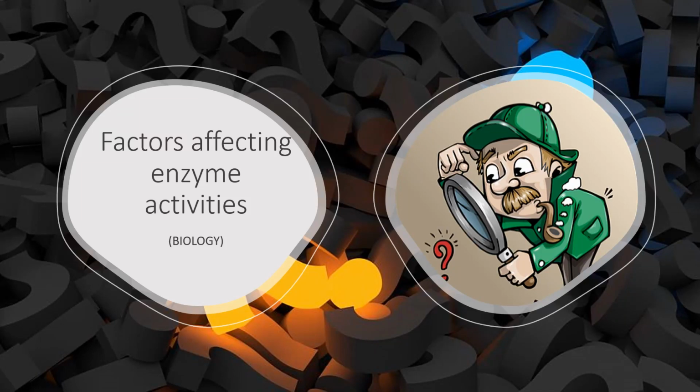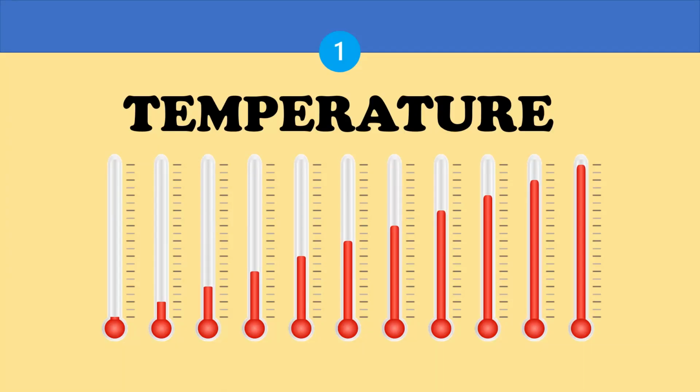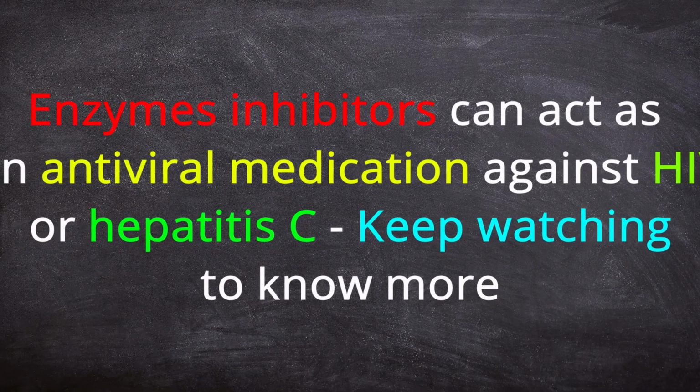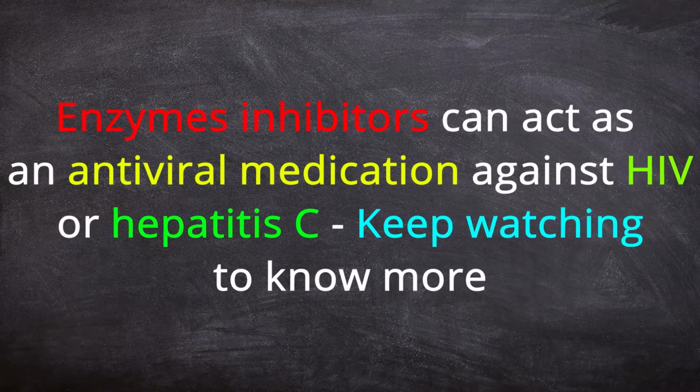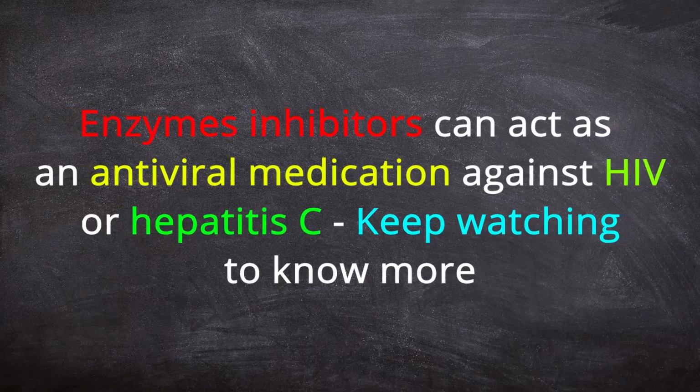Today we will be talking about the factors affecting enzyme activities. Let's get started. The first factor affecting enzyme activities is temperature. By the way, if you don't know what enzymes are, it is recommended that you watch the video about enzymes and their role in metabolism first.